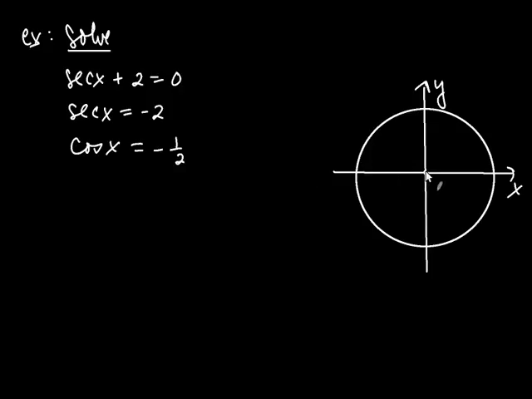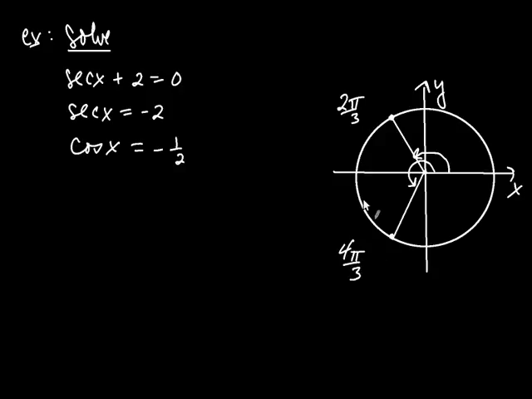Well, it's going to be when the x-coordinate is negative, right? So it's going to be there. It's also going to be the angle down here. So here's my first angle, like so, and then here's my second angle, like that. So this angle, of course, is 2 pi over 3. And this angle, all the way around, that's 4 pi over 3.